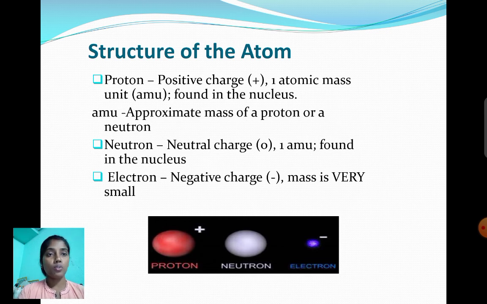Protons have a positive charge, neutrons have a neutral charge, so no charge, and electrons have a negative charge. So proton is represented by positive and electron is represented by negative. The mass of a proton is one atomic mass unit, AMU is the short form, and it is found in the nucleus. The electron's mass is very small. An atom has the same number of electrons and protons.